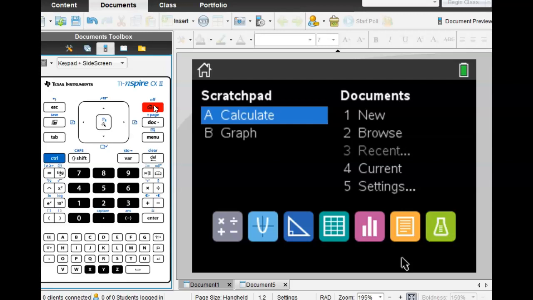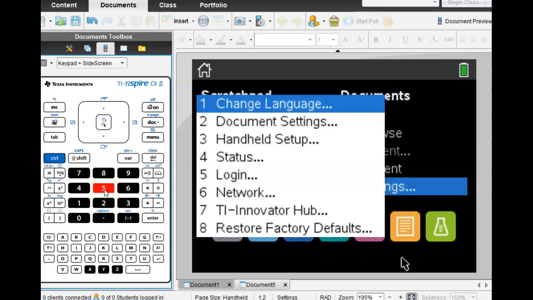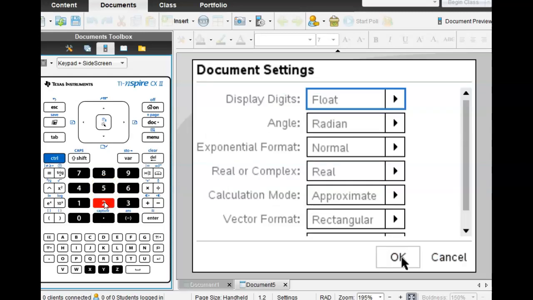All right, so here, we're not doing new again because we've already done that. We're going to check the settings. So 5 for settings, 2 for document settings, and this is what yours should look like. It should say float, not float 6, float, okay? Angle should be radian. That's not going to affect us now, but eventually, so we might as well fix it now. Exponential format normal, real or complex should be real. Calculation mode is approximate. That's very important.